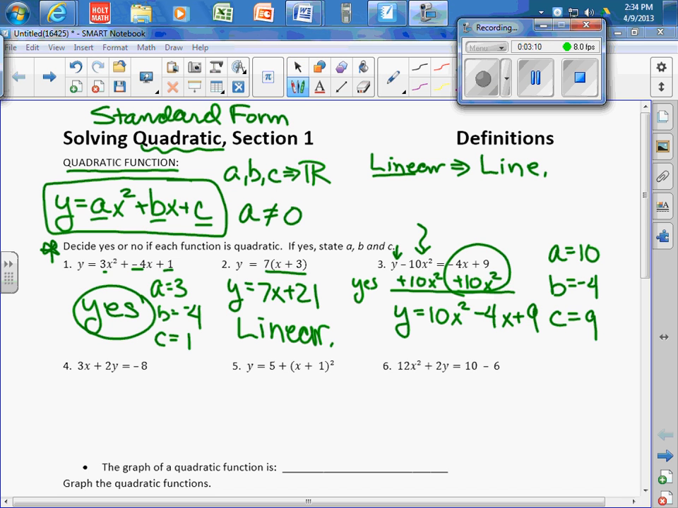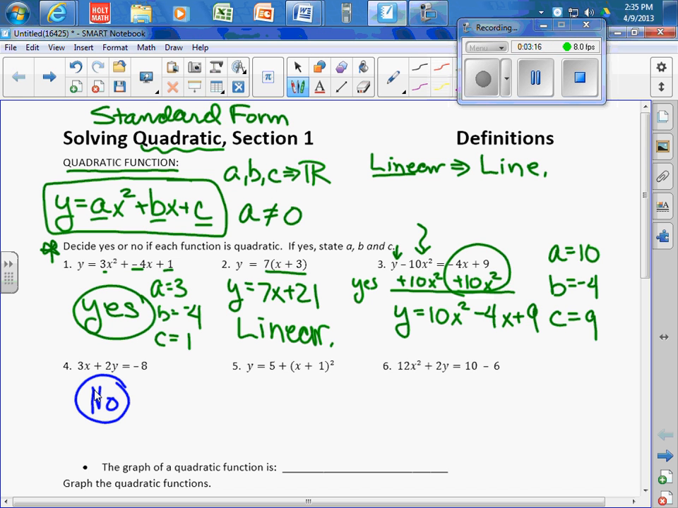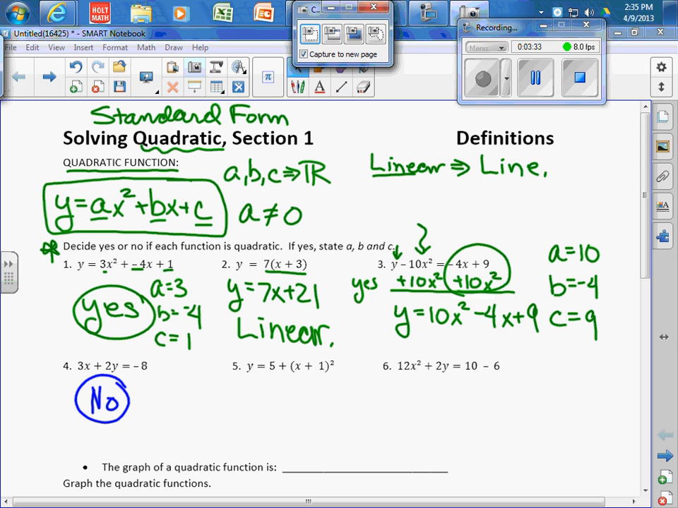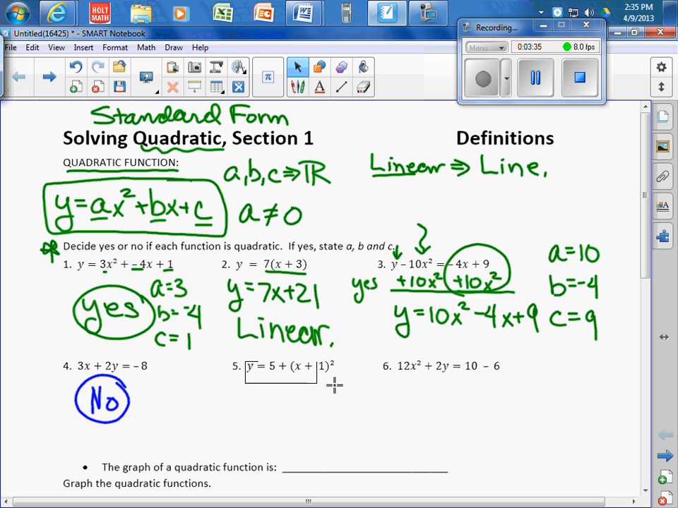Well, how about number 4? Is this quadratic? Do we have an x squared? No. Number 5. Something squared, isn't it? And when you square the quantity x plus 1, doesn't that mean we're going to be taking x plus 1 times x plus 1? How are we going to be solving this one? Aren't we going to be using FOIL to simplify that?